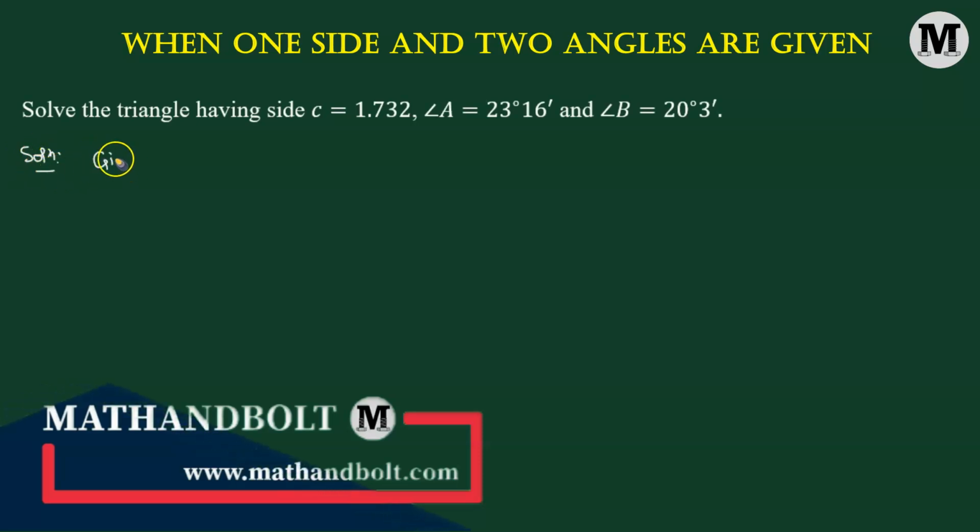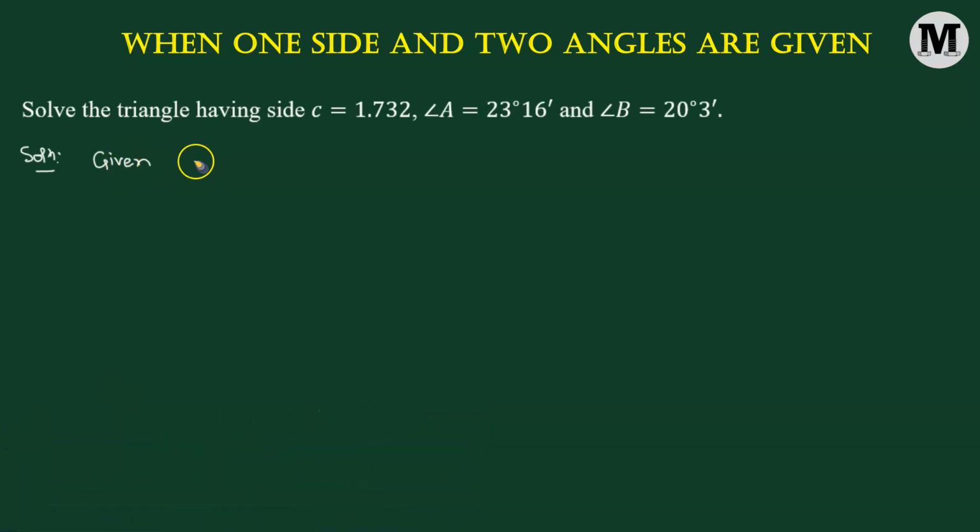Here we are given the side c. That means we have a triangle ABC. Side c is given as 1.732 units. Then we have the measure of angle A, given as 23 degrees and 16 minutes. So let's do one thing: let's convert these minutes into degrees.